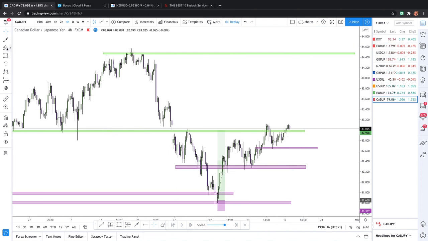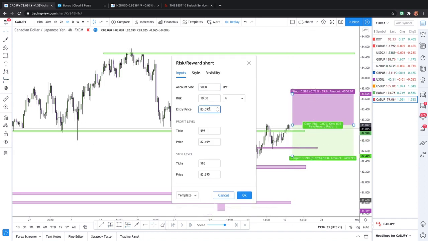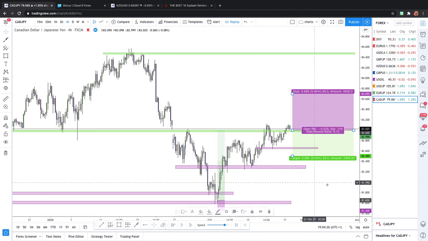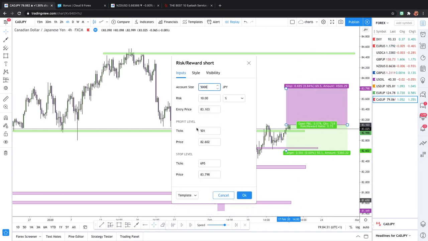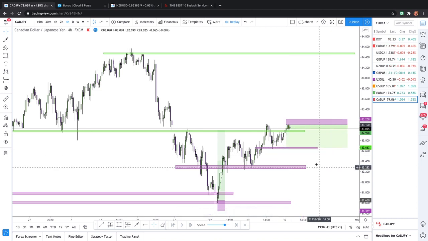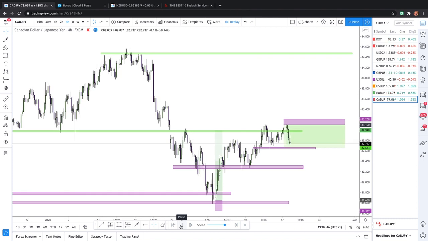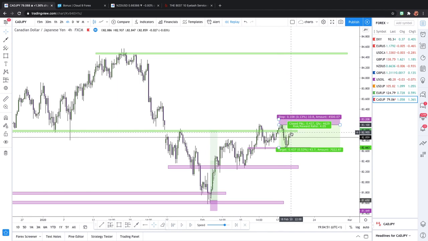Okay, so we enter at 83. Or sorry, right on top here. 83 100. Stop loss above. And then our first target's here. Okay, so let's see. Okay, so then it starts to reverse.